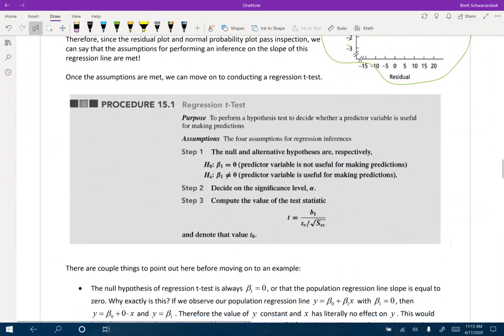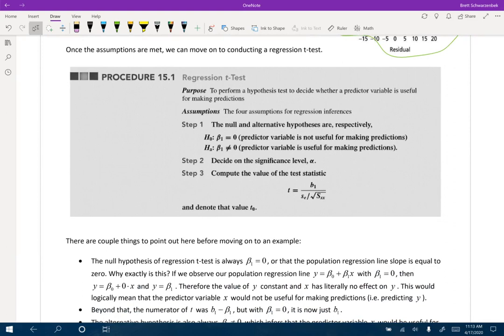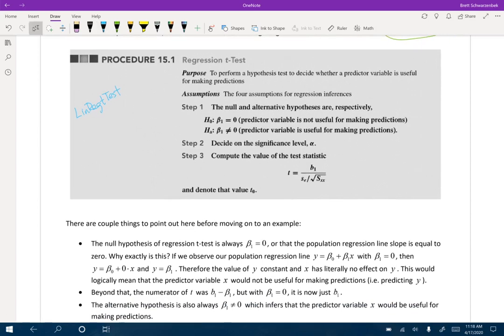So that's where we can now start our regression test. Okay, so the regression t-test. This is called LinRegTTest in your calculator. Okay, so this is going to be a little bit new just because we've never used these variables before, but it's the same kind of concept. So you notice again, remember the 4 assumptions. What do we use to replace that? Residual analysis.